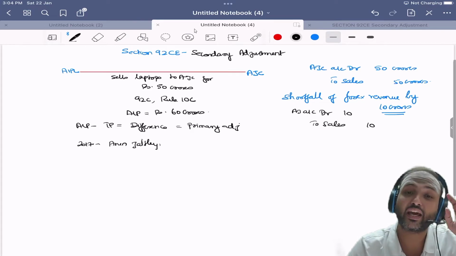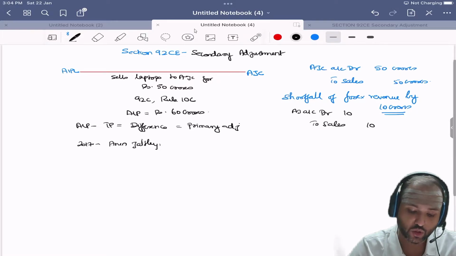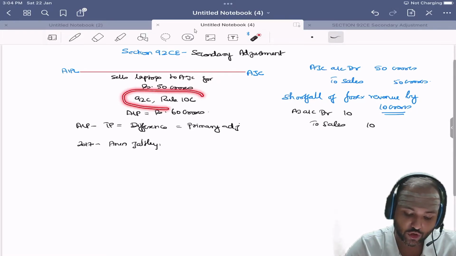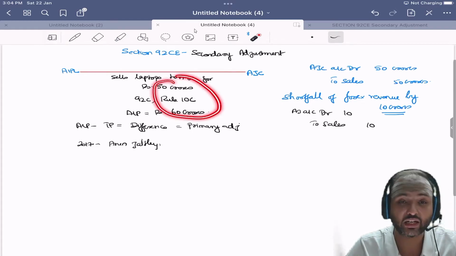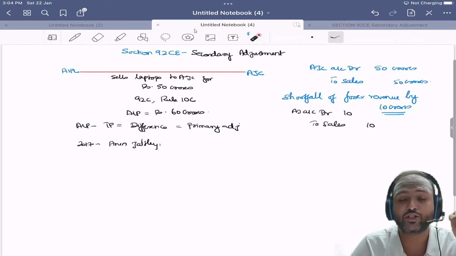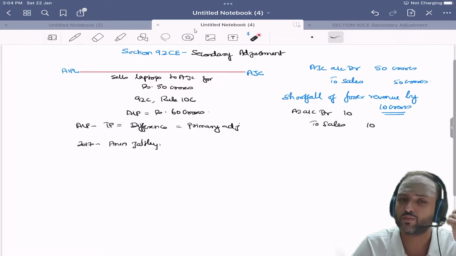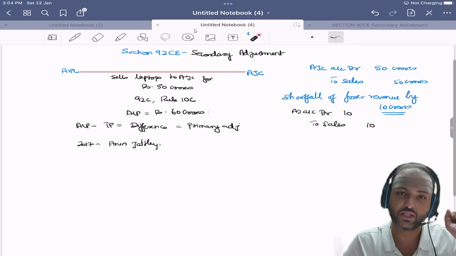Now the department came up with another check. What did the department tell? Boss, accounting is one side of the story. You have to repatriate this money. You have to get this 10 crores. This 10 crores that you see here, 60 minus 50, you have to get it back from AJC. AIPL has to get this money from AJC in terms of foreign currency, and there was a time limit that was given for this.